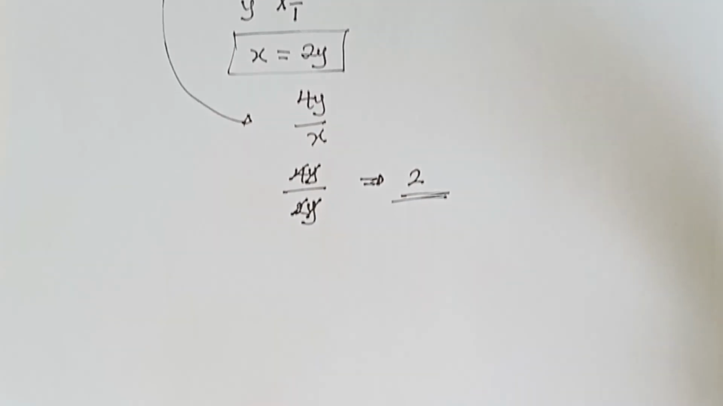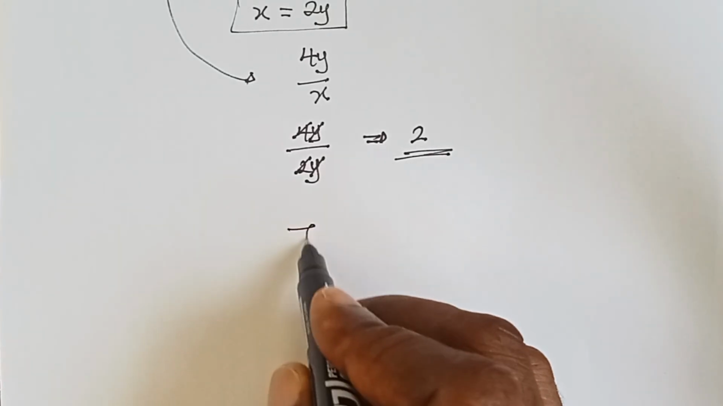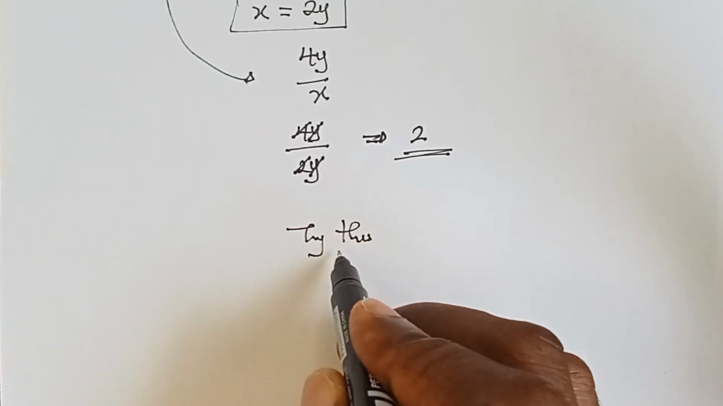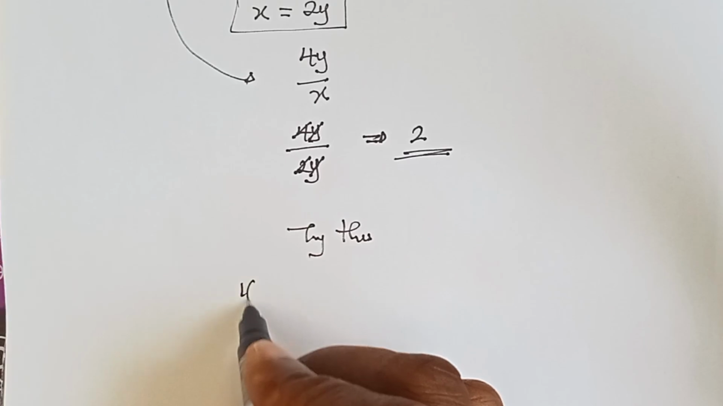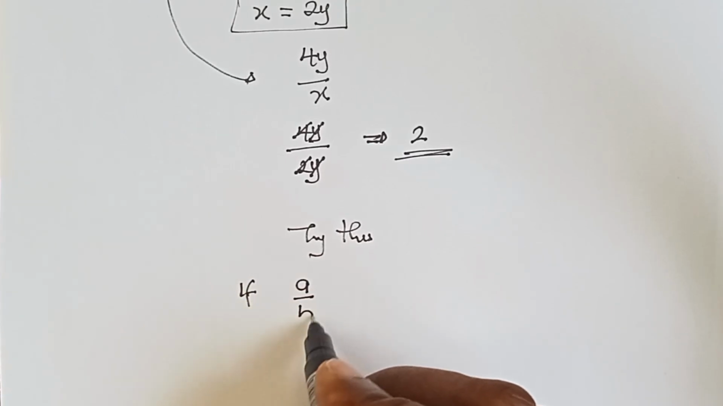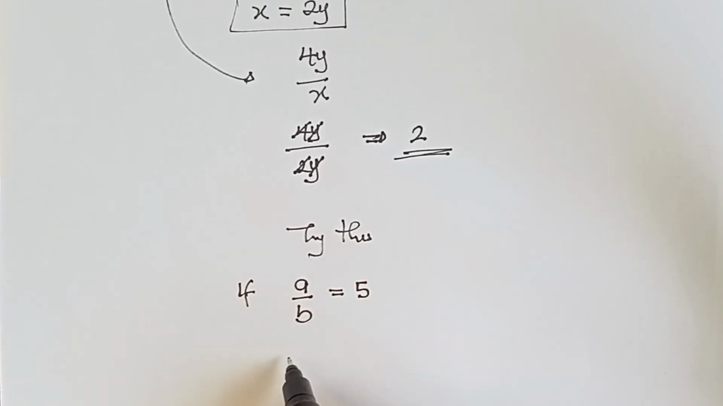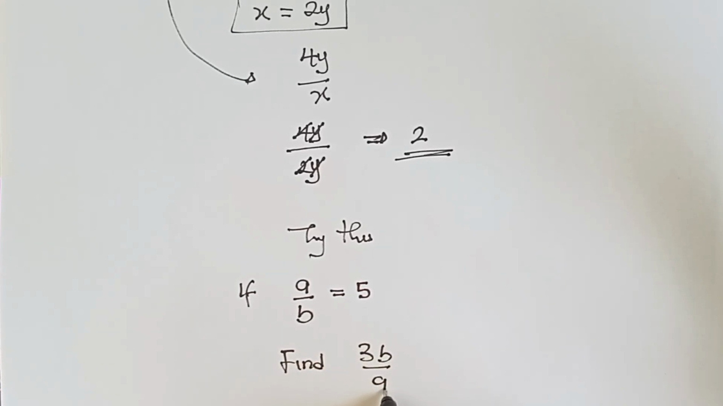Okay, so let's try this. If a over b equals 5, let's find 3b over a.